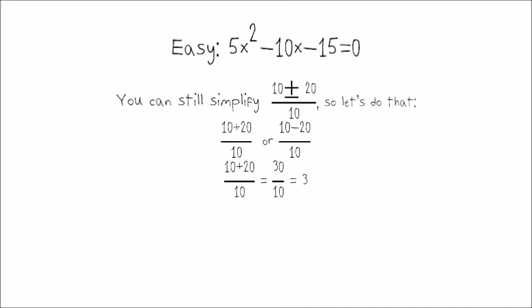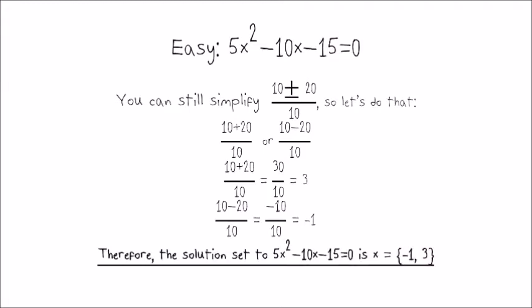Let's first do the first one. 10 plus 20 all over 10 becomes 30 all over 10, which is basically 3. 10 minus 20 all over 10 will become negative 10 over 10, which is basically negative 1. Therefore, the solution set to 5x squared minus 10x minus 15 equals 0 is x is equal to negative 1 or 3.